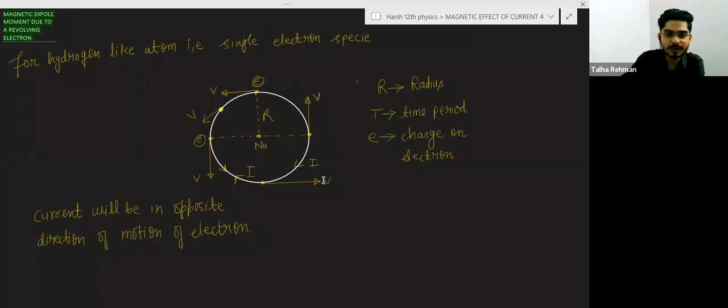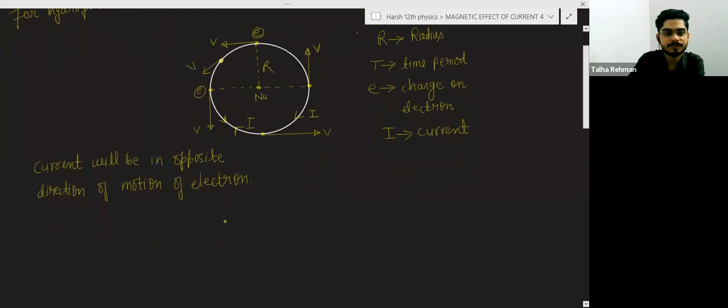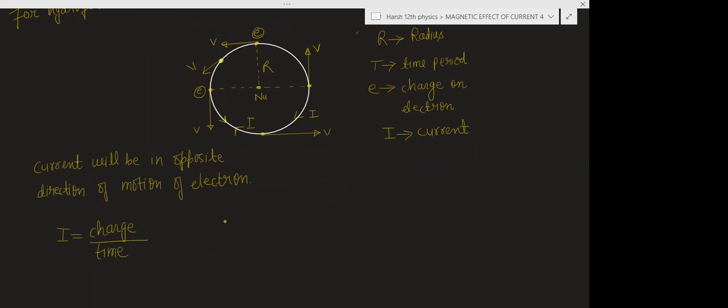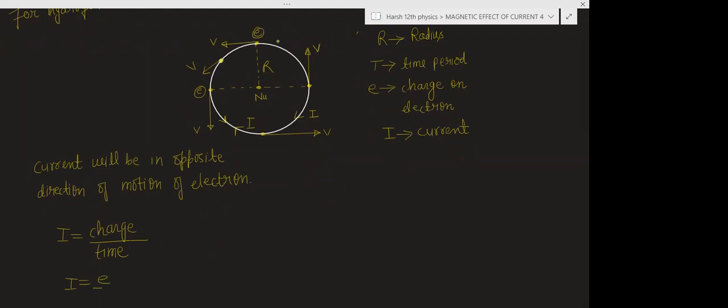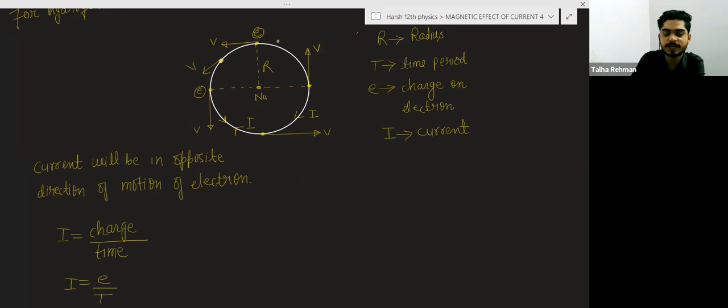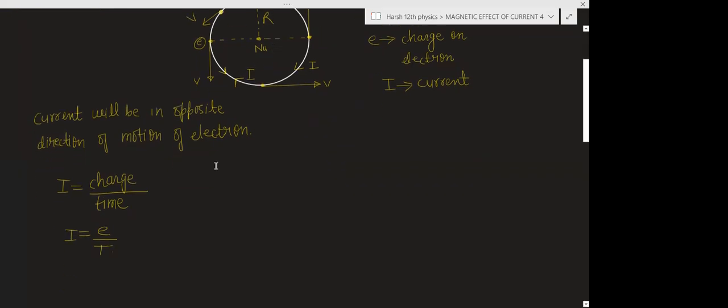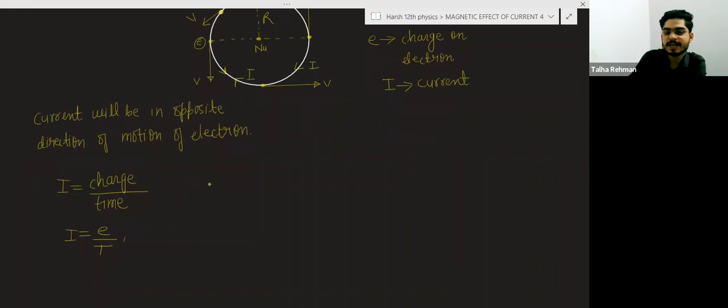Now, what will be the value of this current? Suppose I is the current. Current is charge flowing divided by the time. What charge is flowing? Only this electron here. So e is the charge on the electron that is flowing, for a time period of T. And this time period can be calculated with a formula.